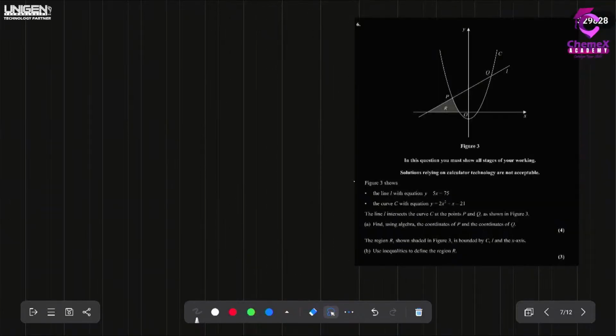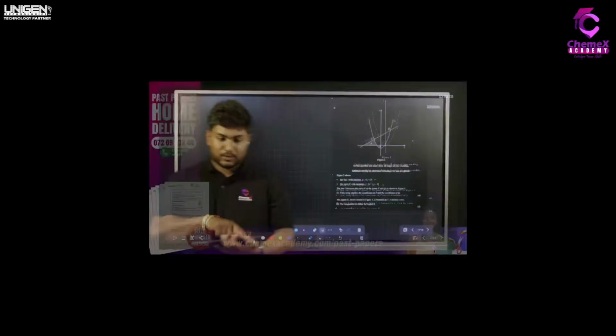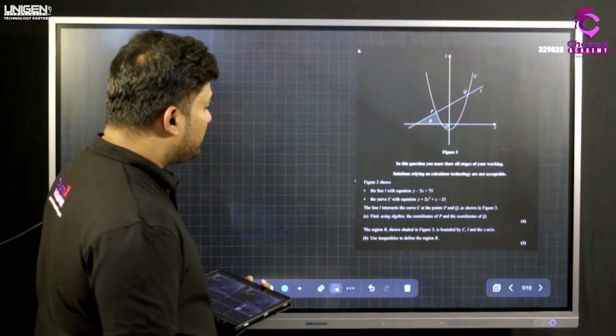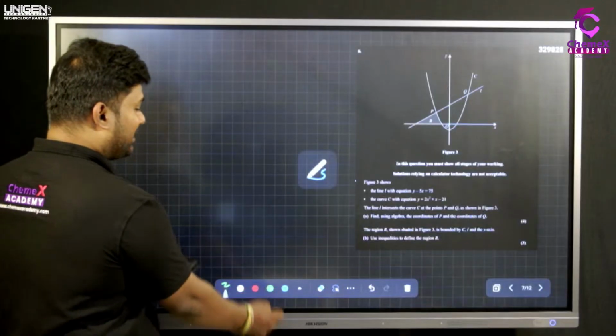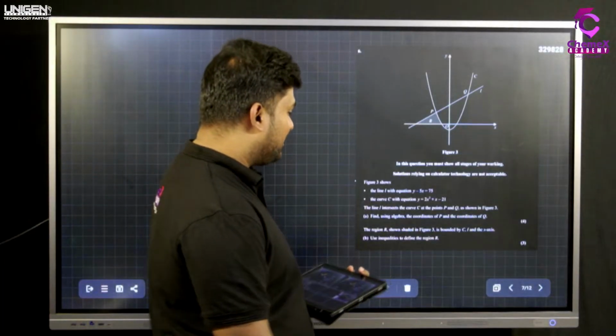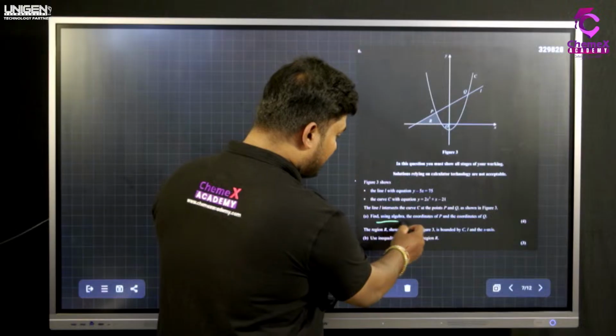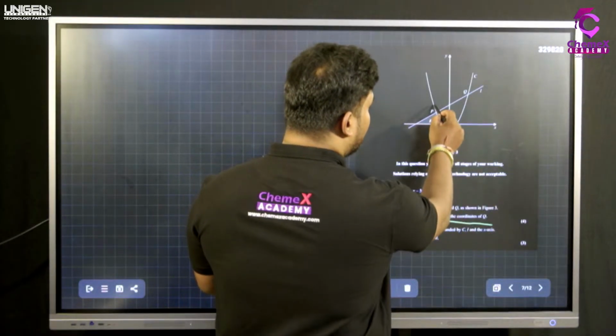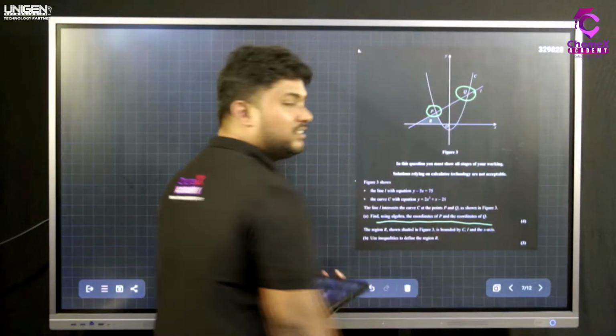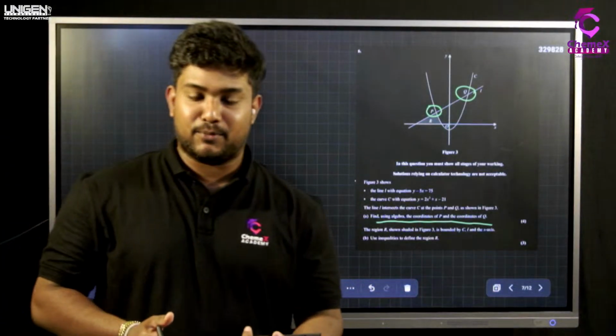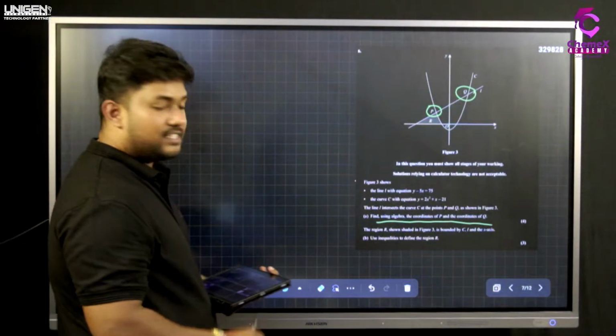So let me take it to one side, so it's easy for me to explain on the other side. So here, when the question comes, they're asking to find using algebra the coordinates of P and Q. What is PQ? Intersection points, right? So if they're intersection points, how do you do it?